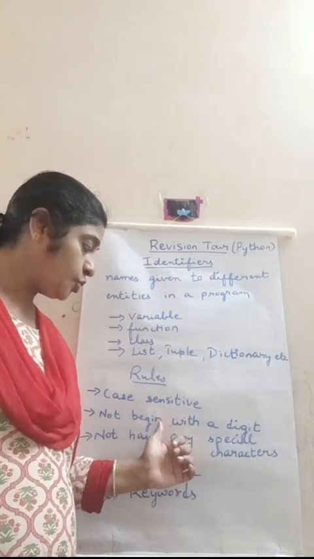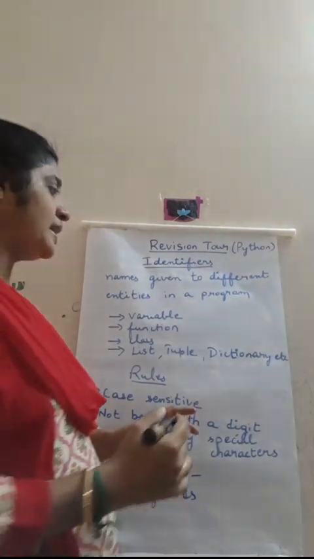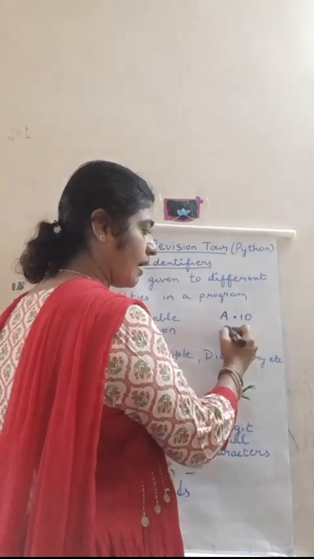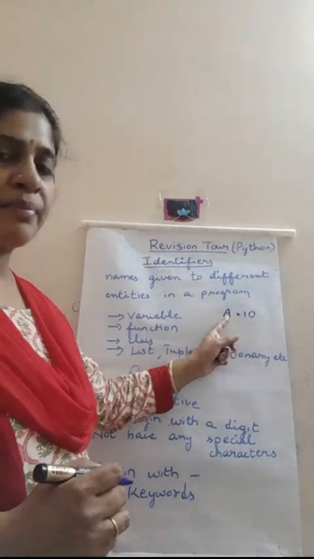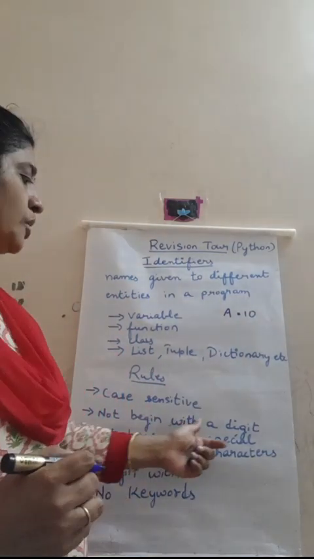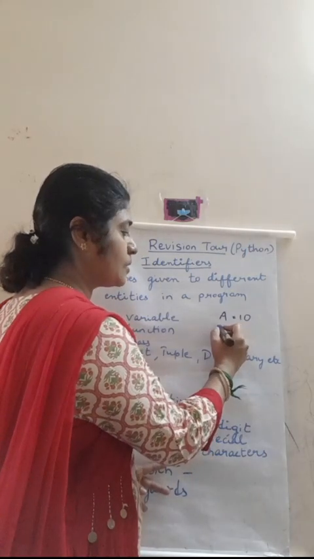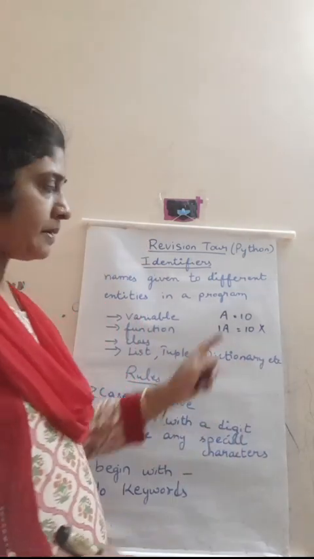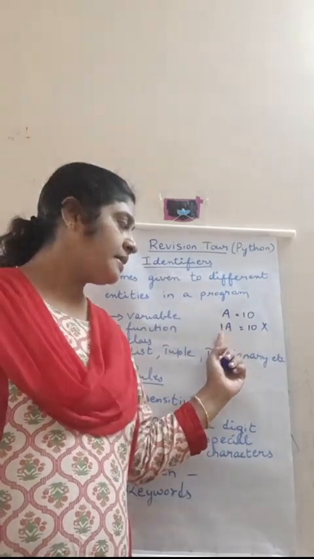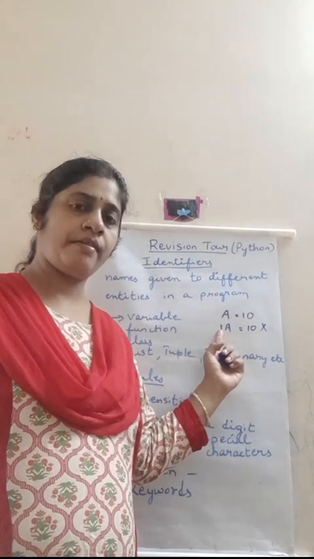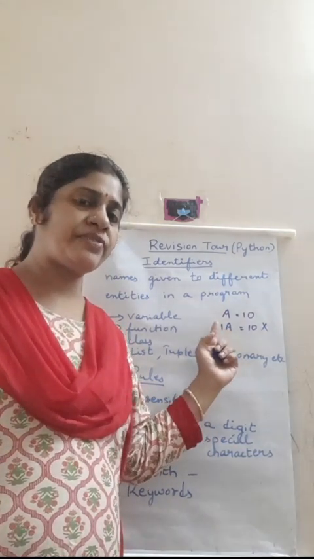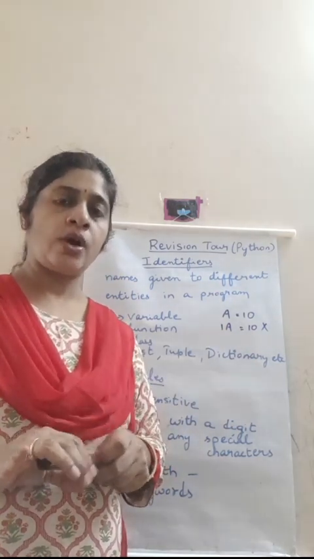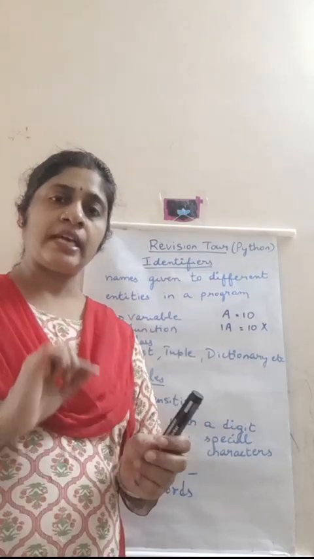And identifiers should not begin with a digit. For example, if I declare a variable like a is equal to 10, this is a variable example. It should not begin with a digit. I cannot write, suppose, 1a is equal to 10. This is wrong because here the identifier is beginning with the number 1. You should not begin an identifier with a digit. It can begin with a character, or you can begin an identifier with underscore.